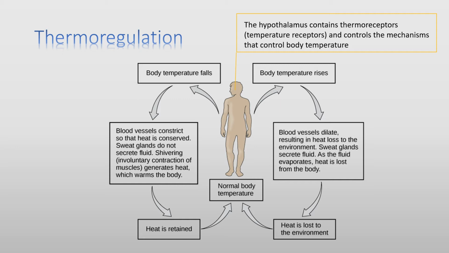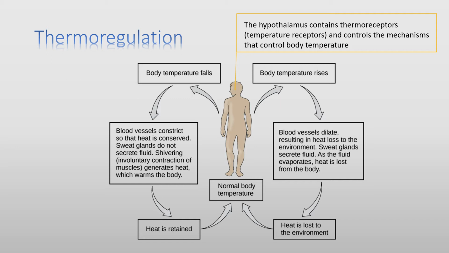The effectors include muscles, where we shiver in the cold, sweat glands, producing sweat when hot, shunt vessels below the surface of skin that control the flow of blood towards the surface of the skin, and hair erector muscles in the skin. All these help to maintain an almost constant body temperature.